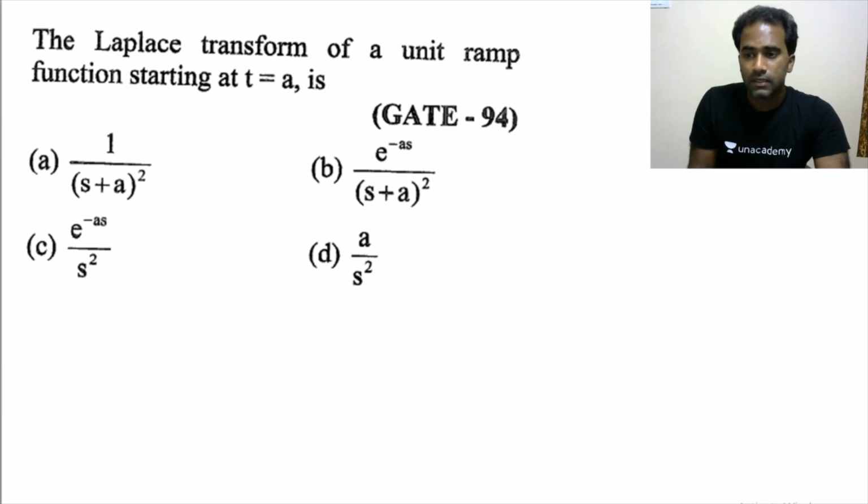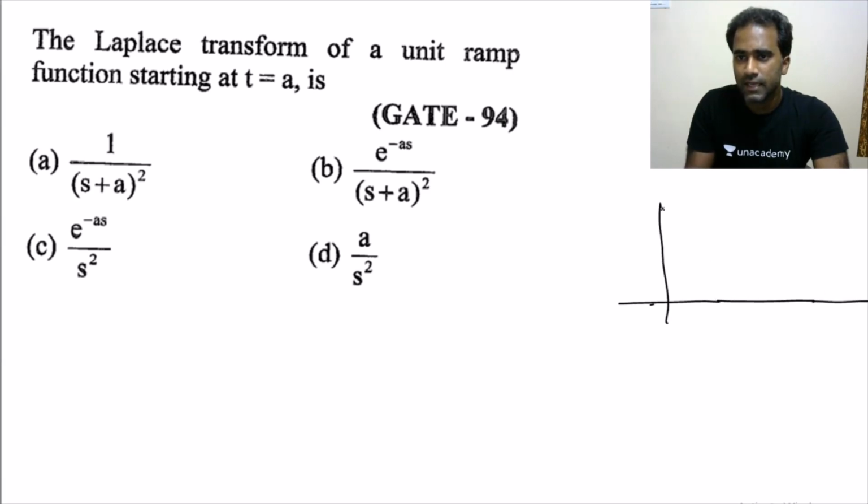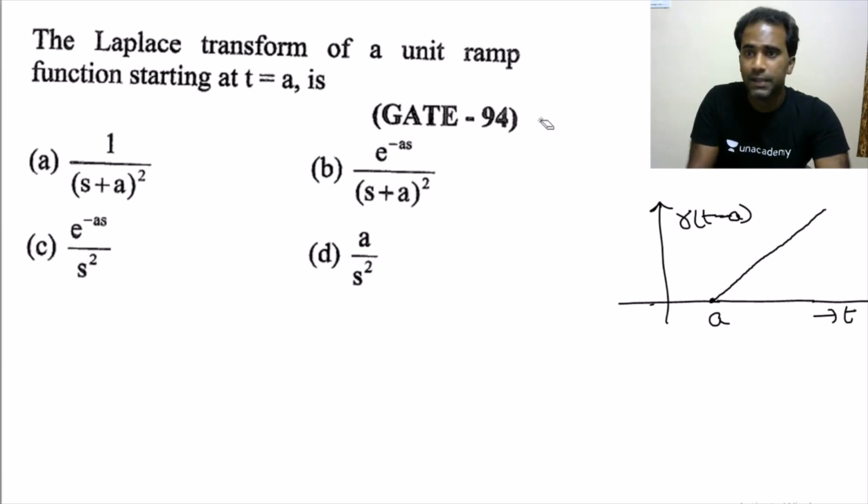So in this question, they're talking about Laplace transform of unit ramp function starting at t equal to a. So let me first plot it. We know how a ramp function looks like, but they are talking about a ramp function which is starting from a as a function of t. So ramp function starting at a, we can write the equation as r of t minus a. It is looking like ramp function which is starting at 0 shifted by a units. So we can write it as r of t minus a. Fine.